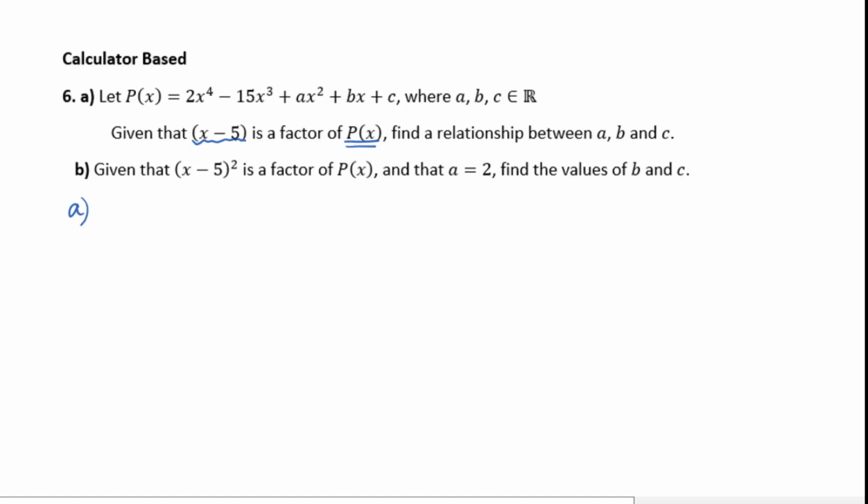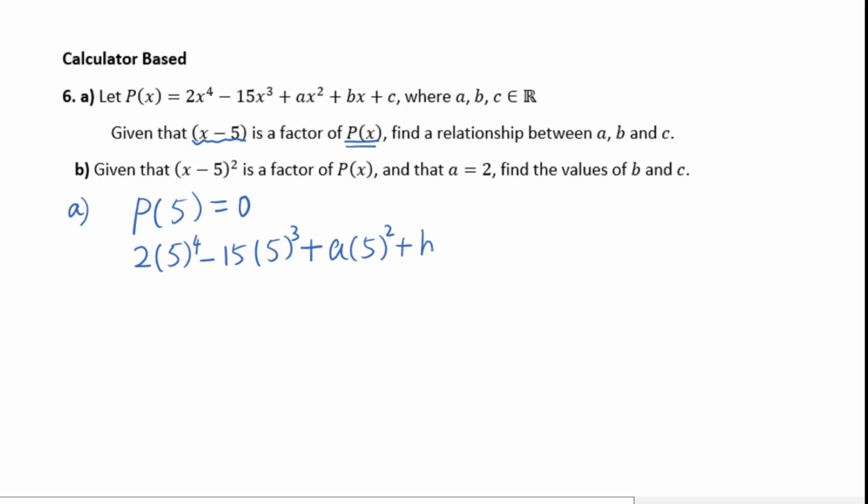Since x minus 5 is a factor of p of x, which means p of 5 equals 0. So we plug in x equals 5 to the polynomial function: 2 times 5 to the fourth power minus 15 times 5 to the third power plus a times 5 squared plus b times 5 plus c equals 0.